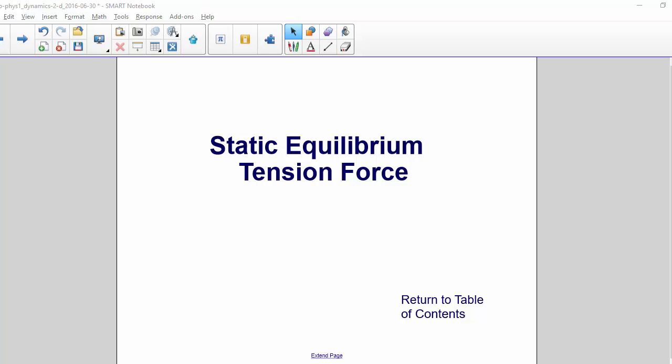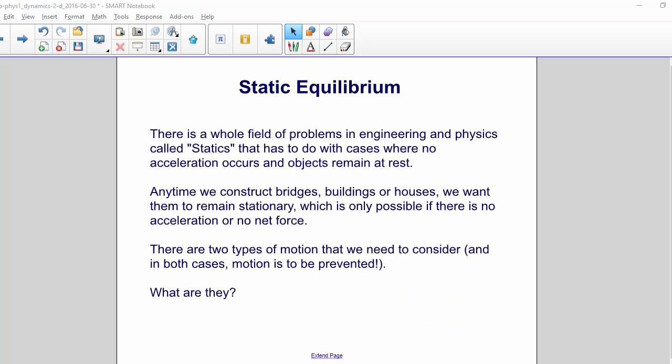Static equilibrium tension force. There is a whole field of problems in engineering and physics called statics. It has to do with cases where no acceleration occurs and objects remain at rest. Anytime we construct bridges, buildings, or houses, we want them to remain stationary, which is only possible if there is no acceleration or no net force.